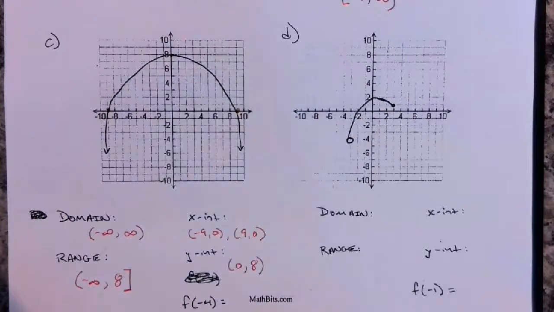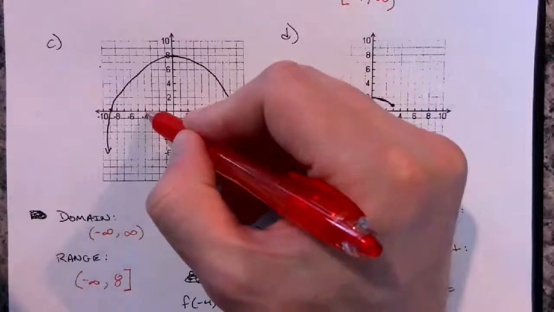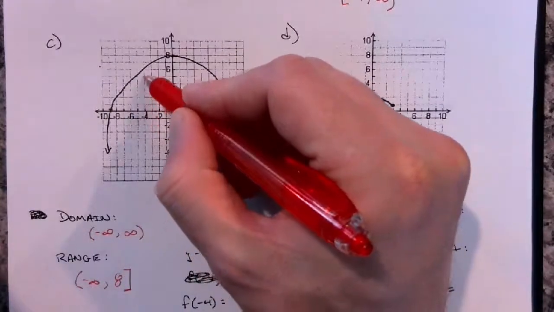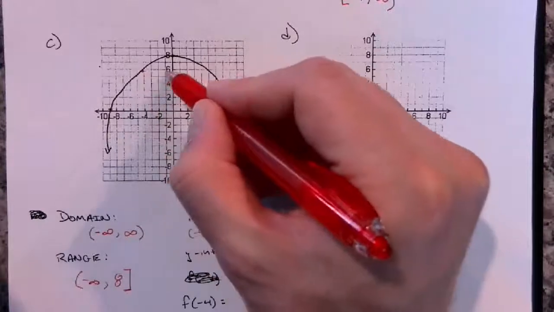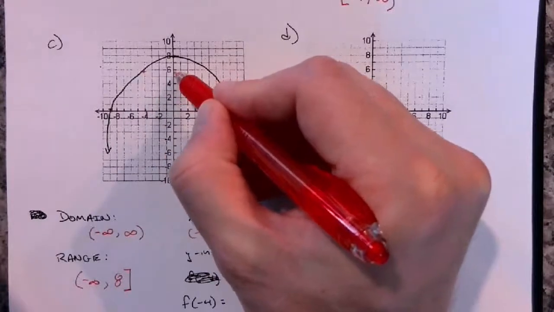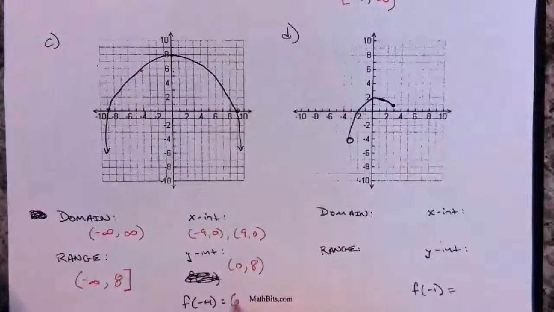If I'm looking for f of negative 4, that's telling you the x value is negative 4. Find the associated y value. So if I go to the x value of negative 4, I follow this up, the y value that goes along with it, well, it looks like that is 6. So f of negative 4 equals 6.